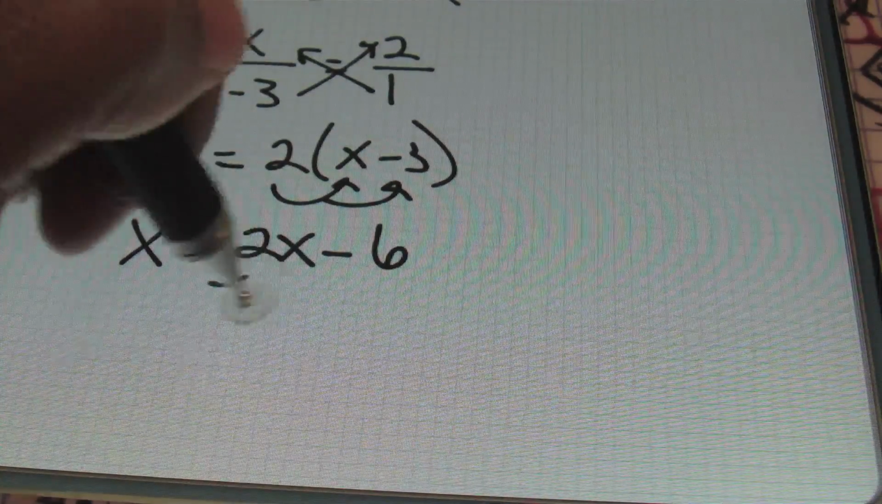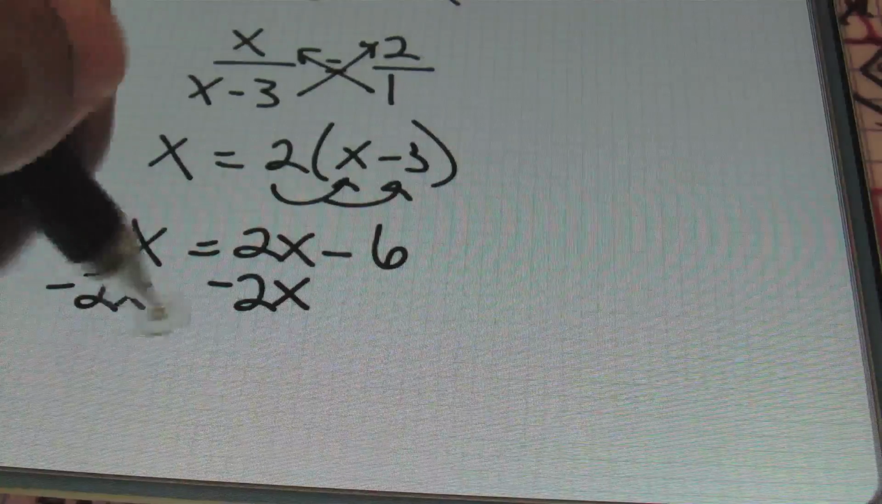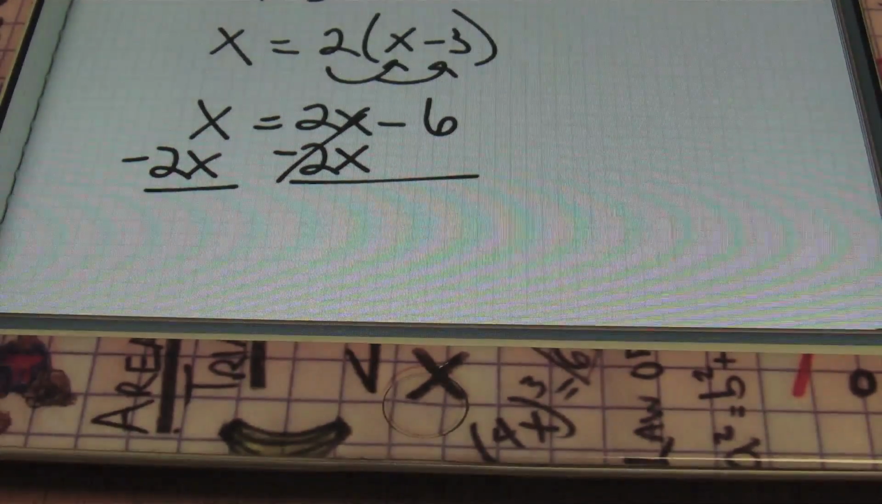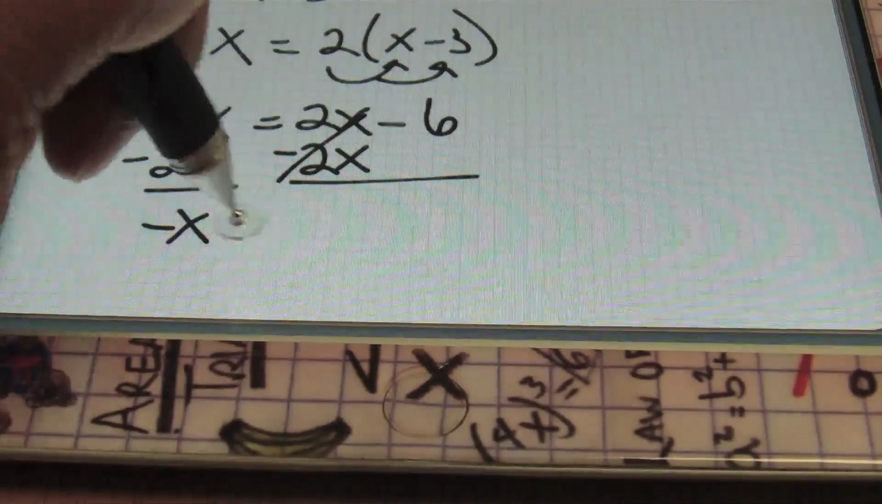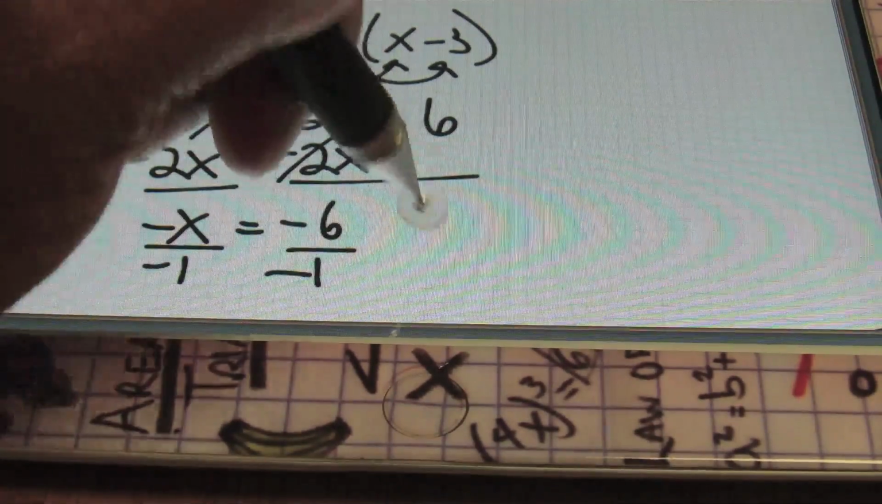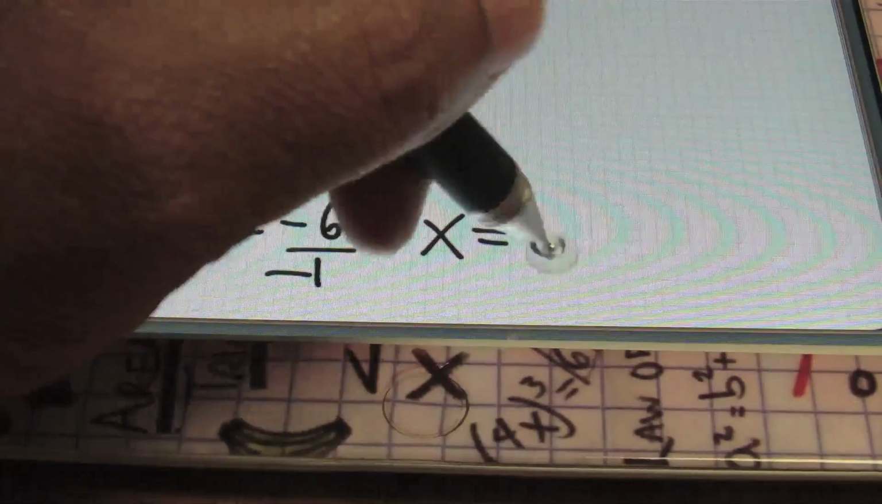Then I'll go ahead and subtract 2x from both sides, just like so. And you'll end up with a negative x, which equals negative 6. Dividing both sides by negative 1, you got it. x will have to equal positive 6.